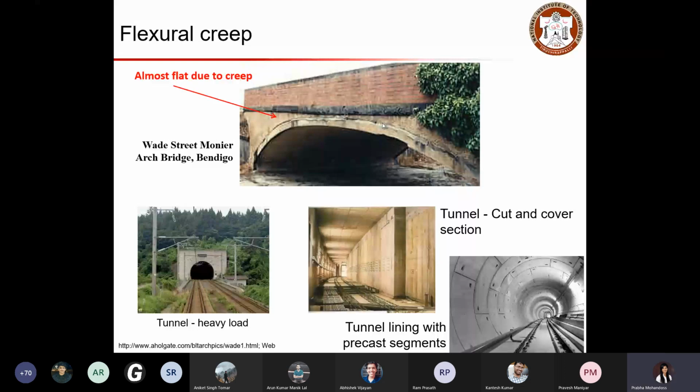Another example of such flexural creep is in tunnel structures. The structure that can experience such flexural creep is the tunnel, because when you have tunnels, your structure is going to experience heavy loads due to the surrounding condition. Here you can see the tunnel is subjected to heavy surrounding load, and on top of this, all this is going to induce flexural load on top of your tunnel, and over time that is going to induce flexural creep.